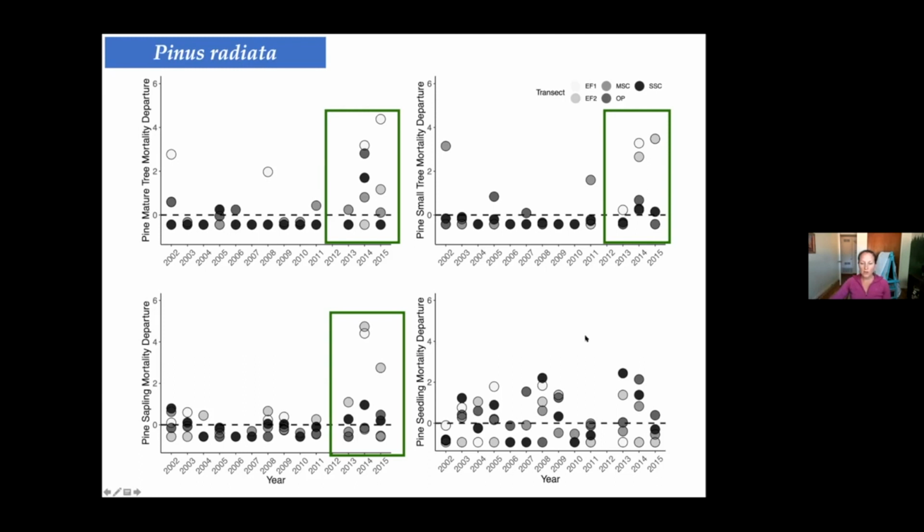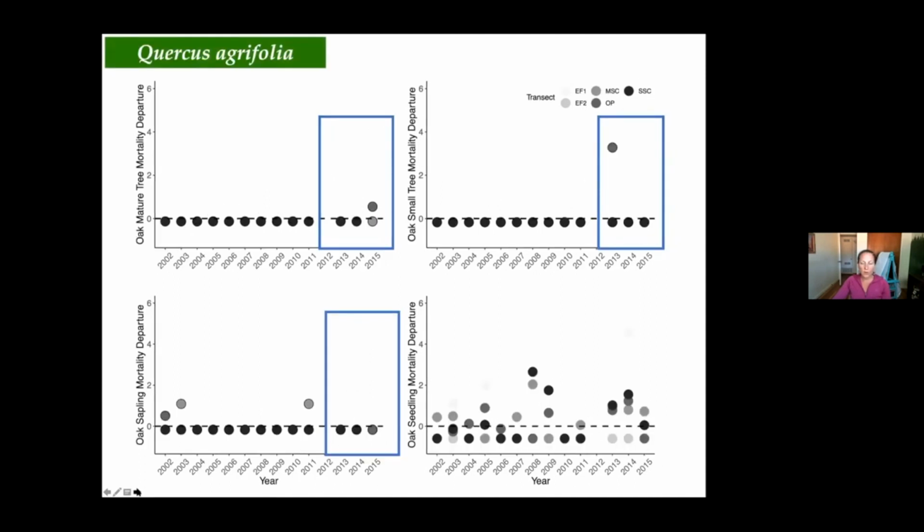Notably, of course, in the bottom right, seedlings are sort of all over the place, and we expect that, right? Seedlings are experiencing density-dependent mortality as they grow up into those next size classes, and so we wouldn't necessarily expect that size class to be an indicator of drought impacts. We do, however, see in those other three size classes dramatic increases across almost every transect during this drought period, particularly in this mature tree size class and this sapling size class.